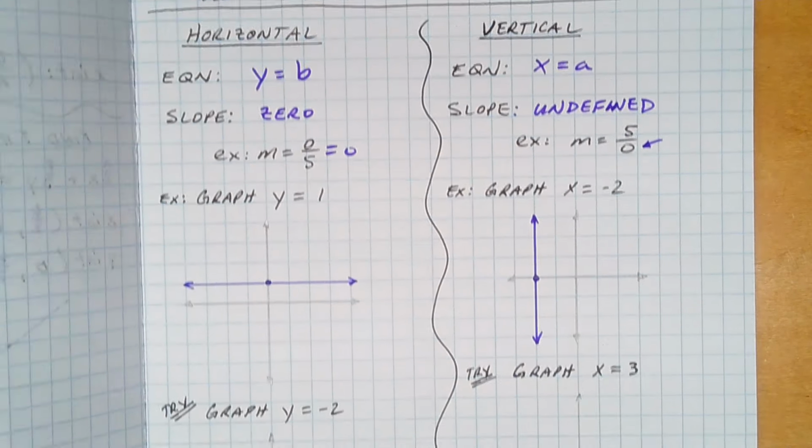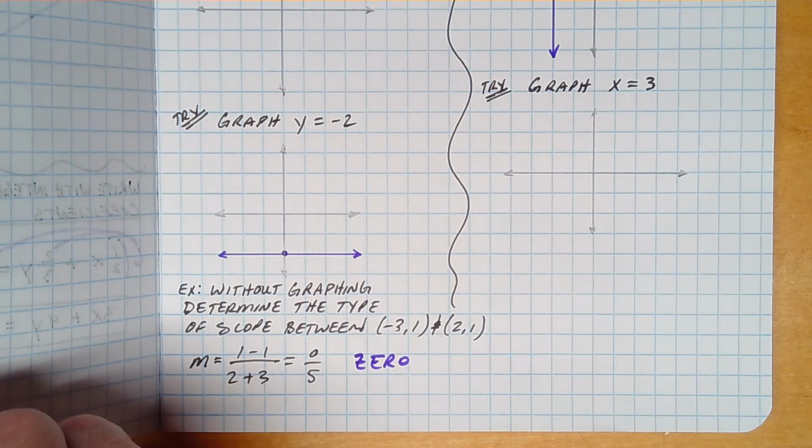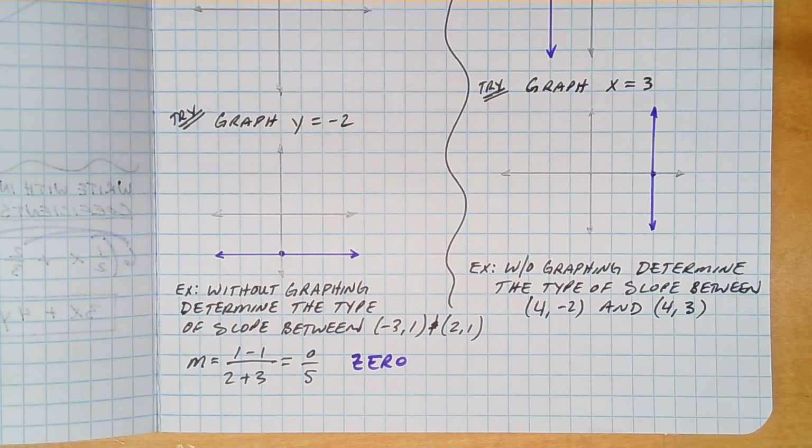All right, let's have you try one. Let's graph the equation x equals 3. Try it out, please. All right, does your graph look like this? I hope so. We have a vertical line with an x-intercept of 3.